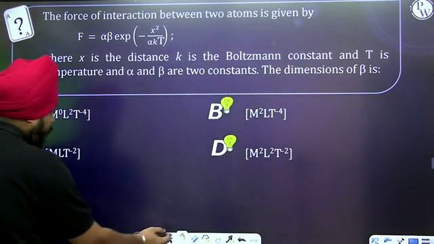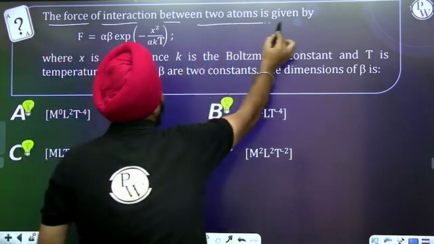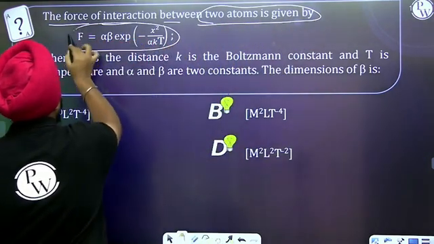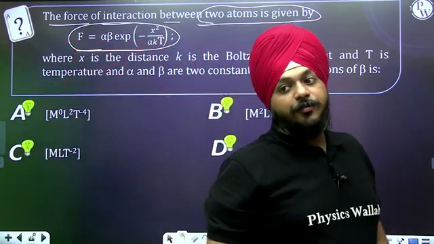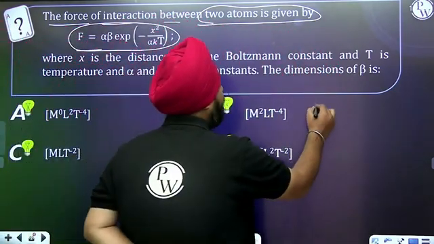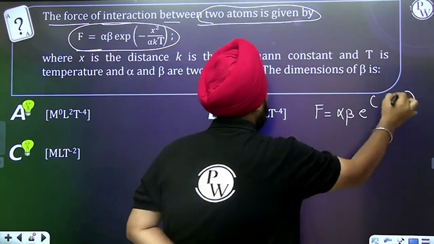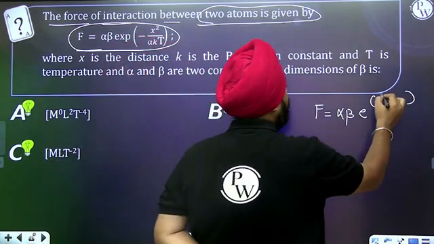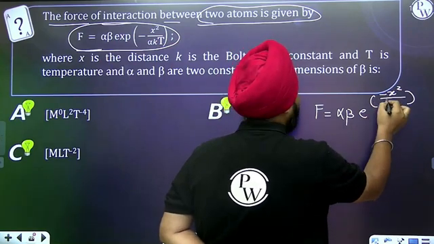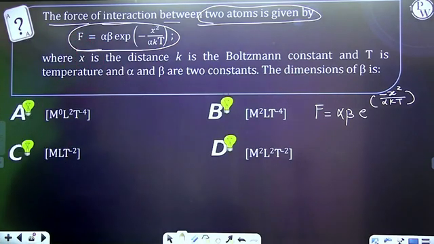Let's move on to the next question. The force of the interaction between the two atoms is given by this equation: F is equal to alpha beta e to the power minus x square by alpha kT. X is the distance, K is the Boltzmann constant, T is the temperature. Then what are the dimensions of beta?